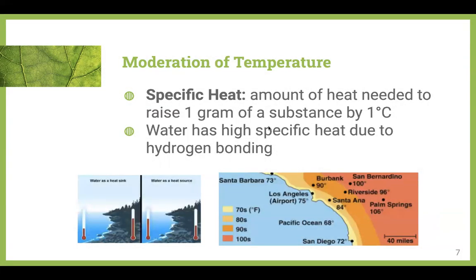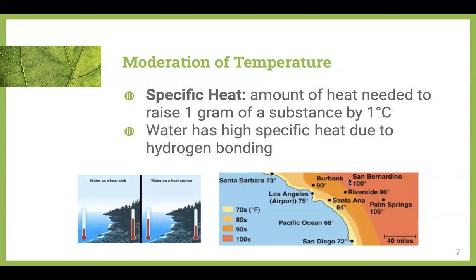So the third property of water is that it is a good moderator of temperature. First, specific heat is the amount of heat needed to raise 1 gram of a substance by 1 degree Celsius. And water has a high specific heat due to its hydrogen bonding. When water absorbs heat, a lot of the heat absorbed goes into breaking the hydrogen bonds rather than speeding up the water molecules and increasing the temperature.